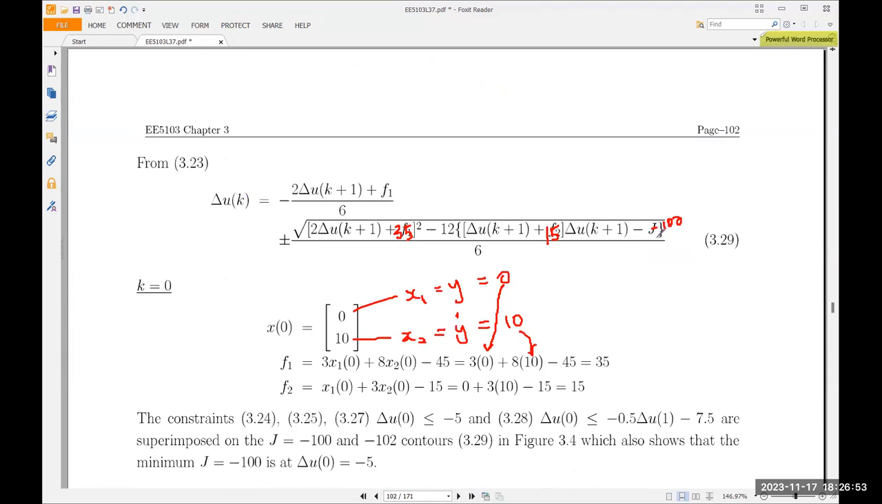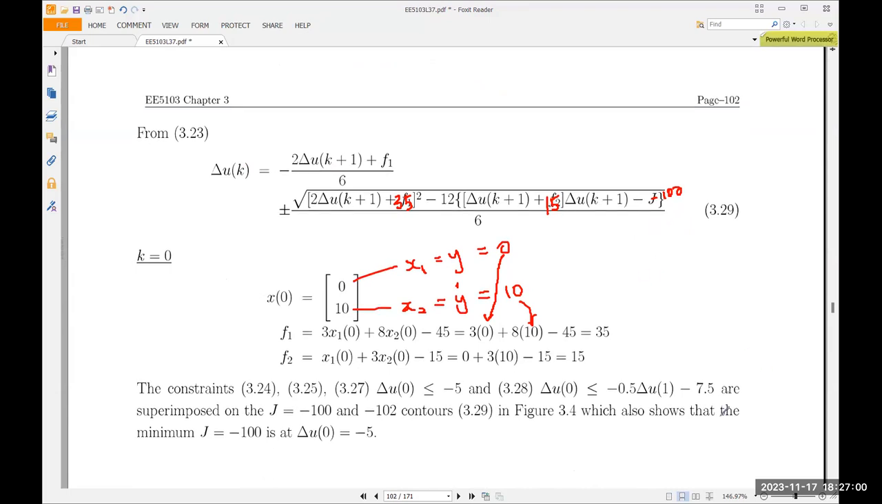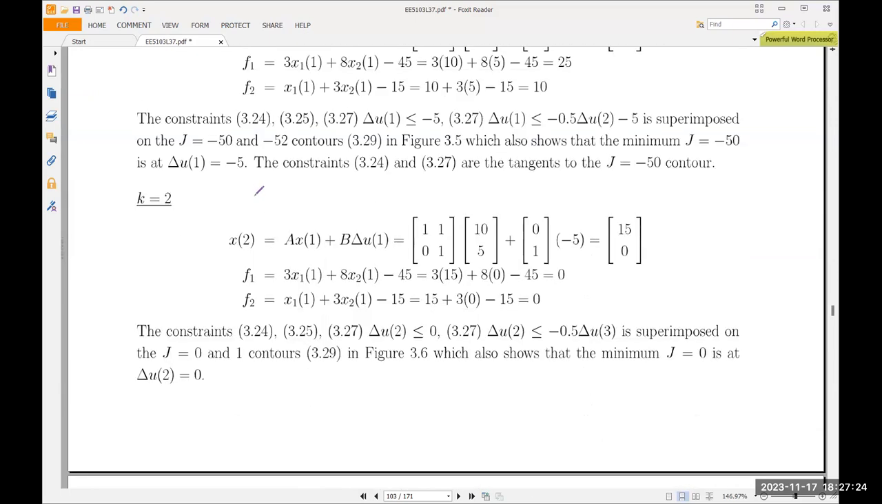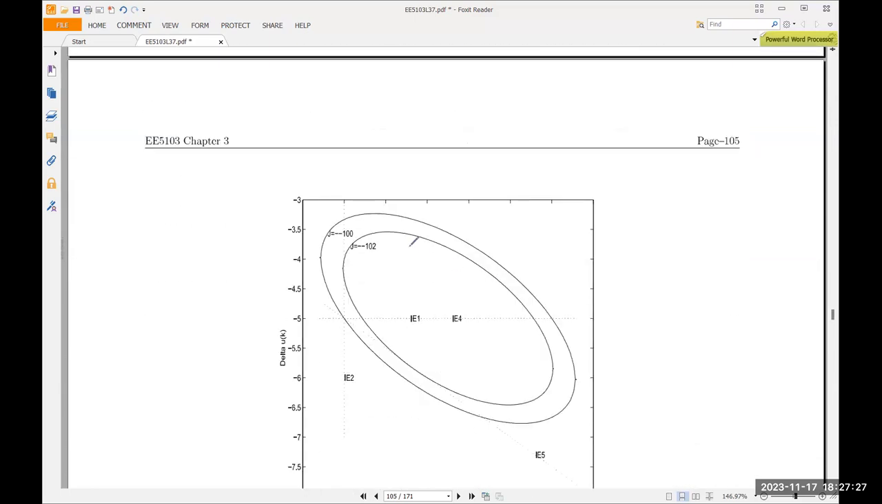Likewise, I want to minimize J. So maybe I can get an even smaller value of J. So I try J equals to minus 102. So I put J equals to minus 102. Then I plot delta uk plus 1 on the x-axis, delta uk on the y-axis. I will get a second ellipse.